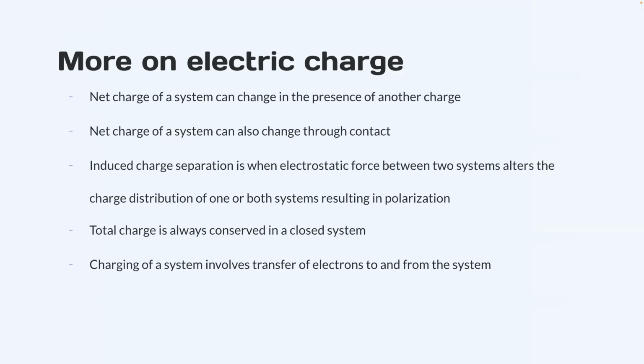So note that the net charge of a system can change in the presence of another charge. This can be through contact. When two charged objects are in contact, the net charge of the system will change. So what we saw in the last slide is just induced charge separation. So the electrostatic force alters the charge distribution of the systems. Also note that total charge will always be conserved in a closed system. Charging of a system just involves the transfer of electrons to and from the system.